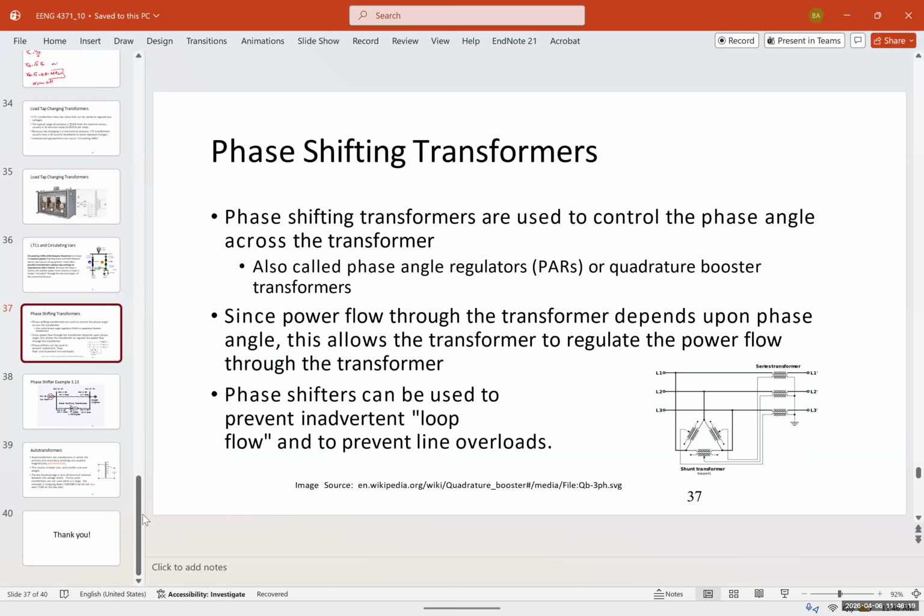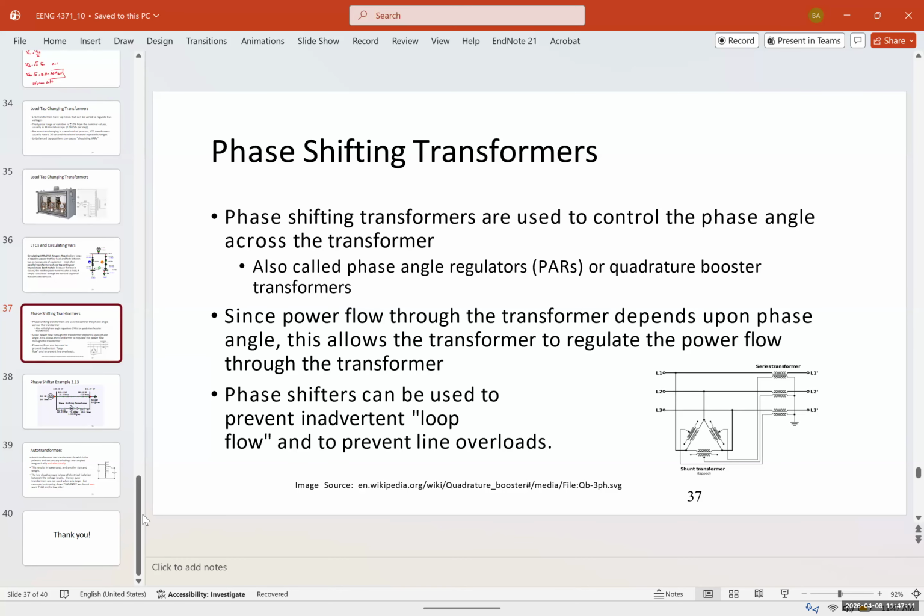That is usually put on the load side. We usually put it directly on the motor. It has a huge effect on the motors when you have a winding. Sometimes, but you need to have phase shift. On a large scale, we can use a phase shifting transformer. These are also called phase angle regulators, or PARs, or quadrature booster transformers. And since power flow through the transformer depends upon the phase angle, this allows the transformer to regulate the power flow. Phase shifters can be used to prevent inadvertent loop flow and to prevent line overloads. And you can see how it's connected. You have a shunt transformer, which is connected, and the ratio is usually 1:1. And you saw that in a delta Y or Y delta connection, we have a phase shift.